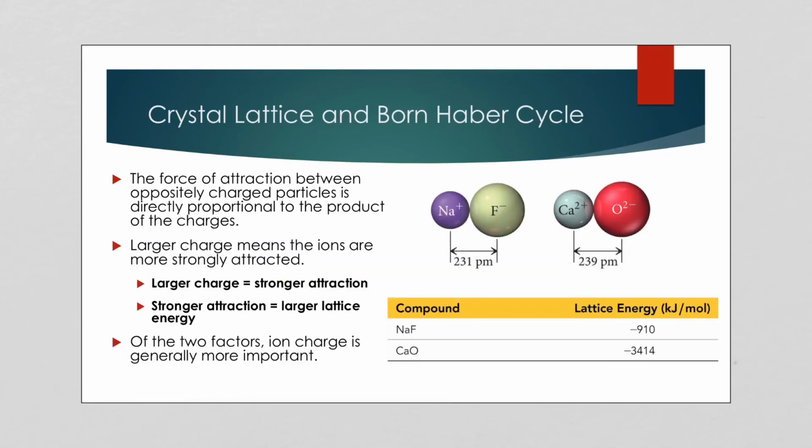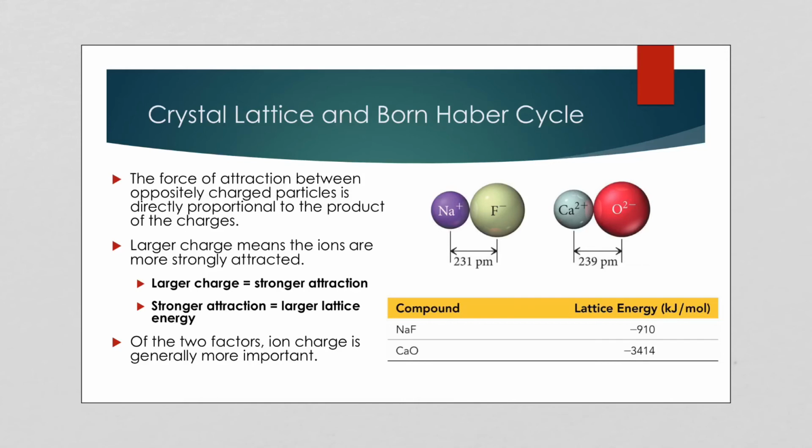Now another one is going to be based on the magnitude of the charge. Remember, the two variables that we look at are distance apart and how big the charges are. The size of the charges is going to affect how strongly they're attracted. The attractive force between oppositely charged particles is higher as the charges get bigger in magnitude. In other words, the attraction between positive 2 and negative 2 ions is going to be greater than the attraction between positive 1 and negative 1.